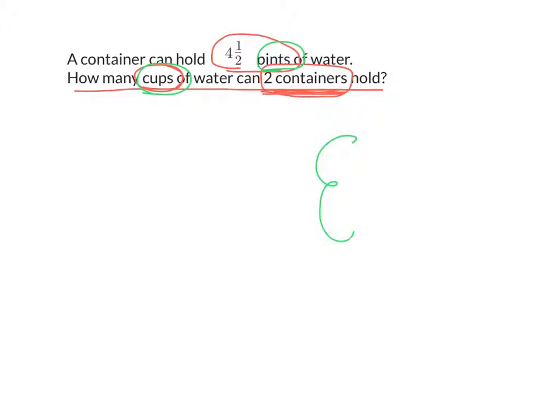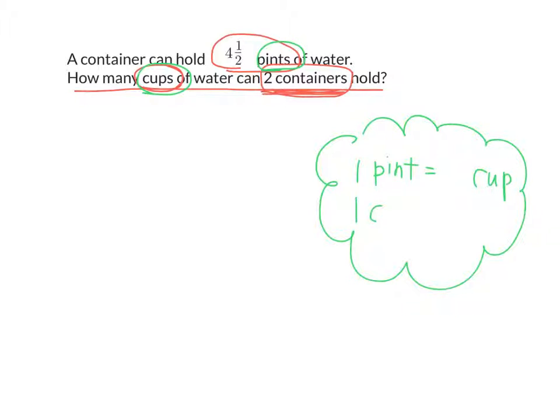That means in our thought bubble that we need to set up, we have to have 1 pint equals blank cups, and also 1 cup equals blank pints. What's bigger, 1 pint or 1 cup? 1 pint. Good, so let's start with that one. 1 pint equals? 2 cups. Good. So therefore, if I have 1 cup, that's only part or a fraction of a pint. What fraction of a pint is 1 cup? 1/2.